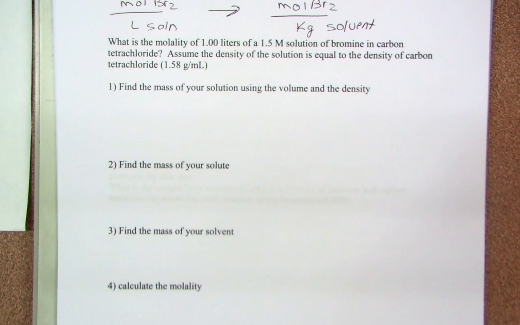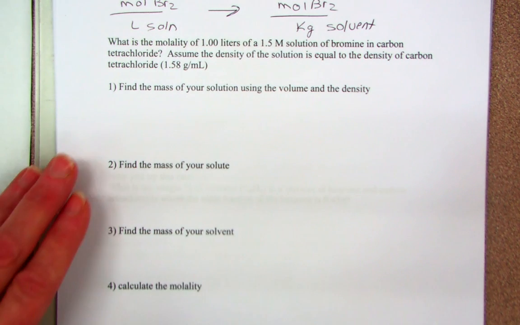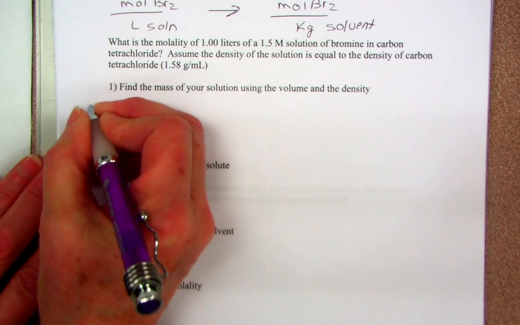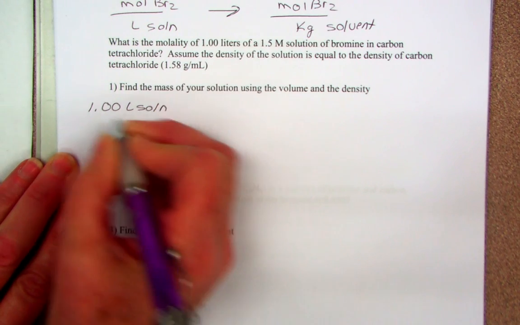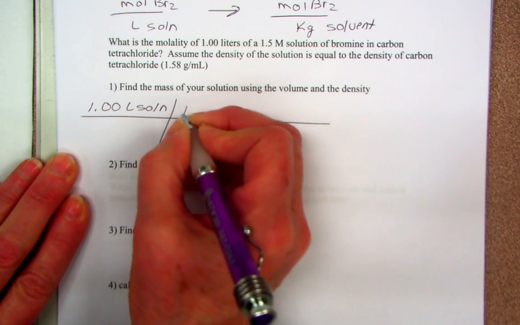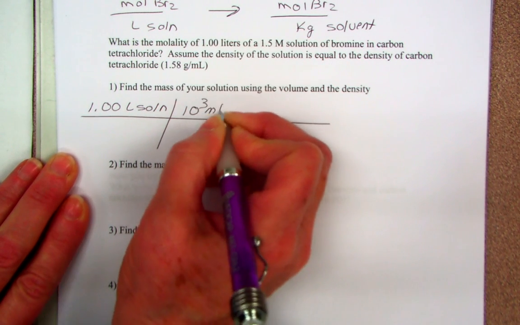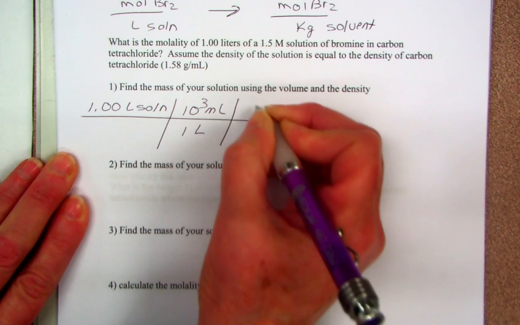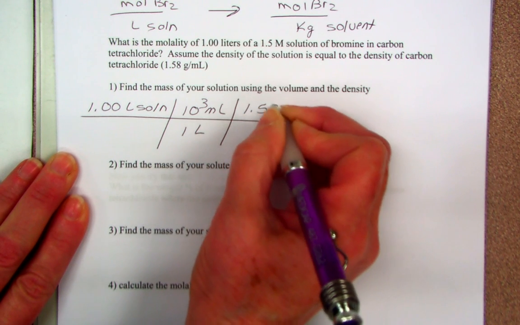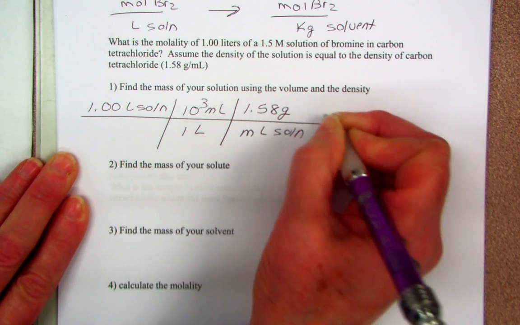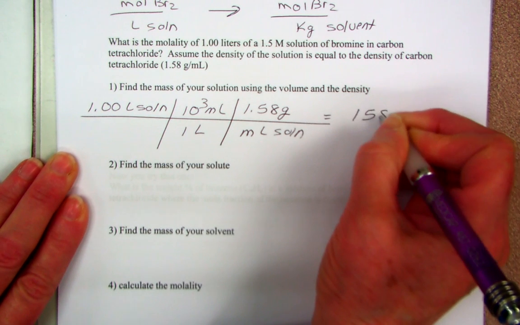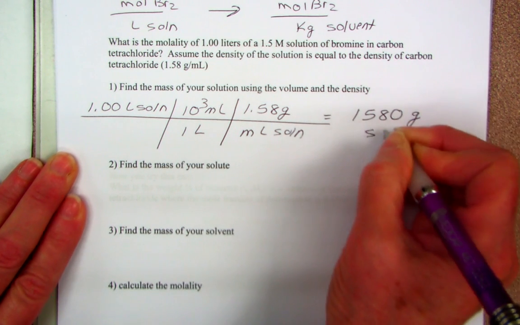We start off by finding the mass of solution using the volume that I have, 1 liter, and the density. So I know that I have 1 liter of solution. I know that 1,000 milliliters is 1 liter, and I know the density is 1.58 grams per milliliter of solution. So I have 1,580 grams of solution.